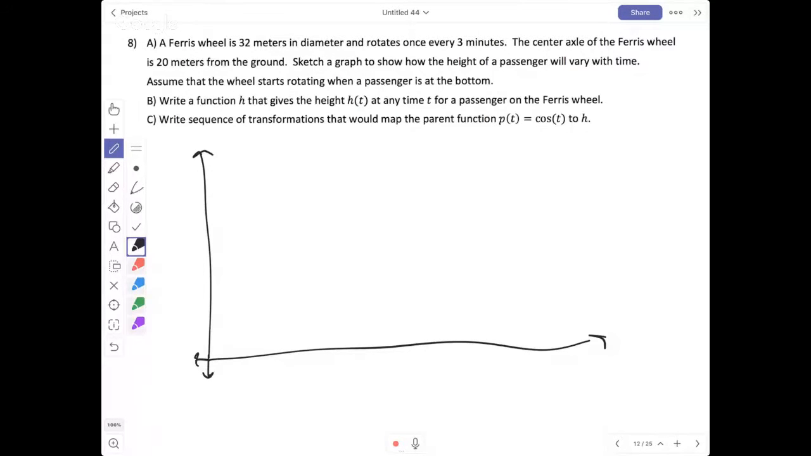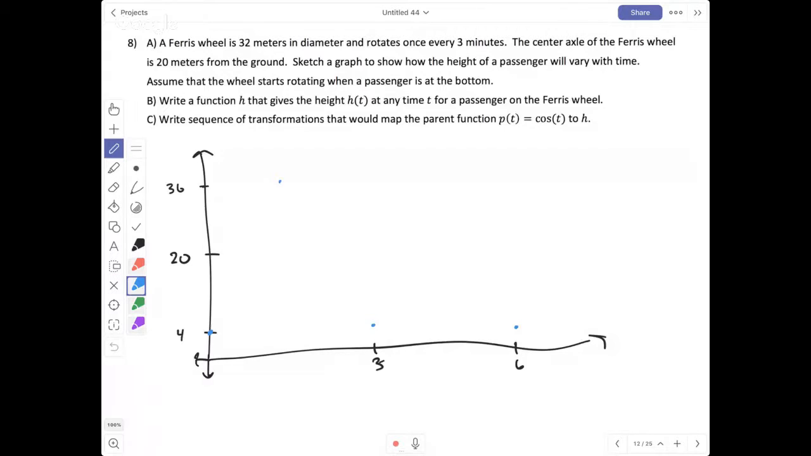The center axle of the Ferris wheel is 20 meters off the ground. So here's 20 meters off the ground. That's going to be the center. If it's 32 meters in diameter, it's going to go up to 36 and down to 4. We're going to get on the Ferris wheel at the bottom, and every 3 minutes it's going to turn over. So here's 3 minutes, and here's 6 minutes. We're back on the bottom at 3 minutes and at 6 minutes.